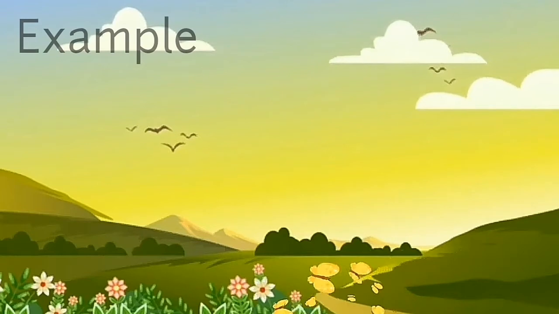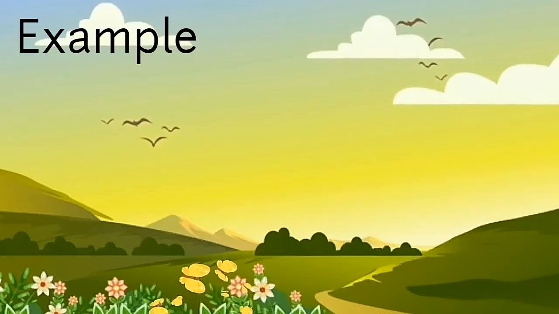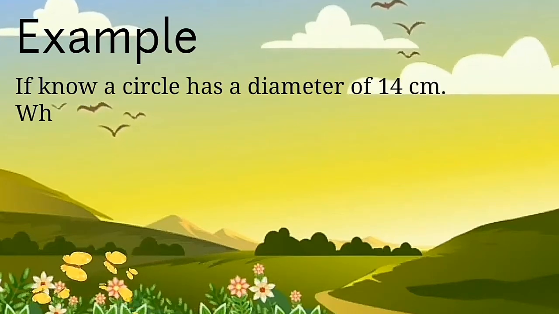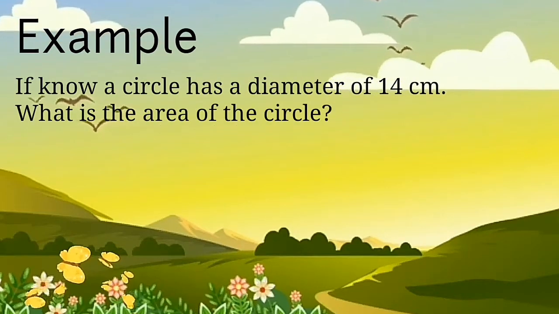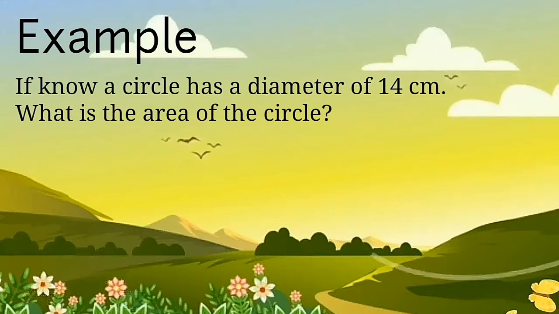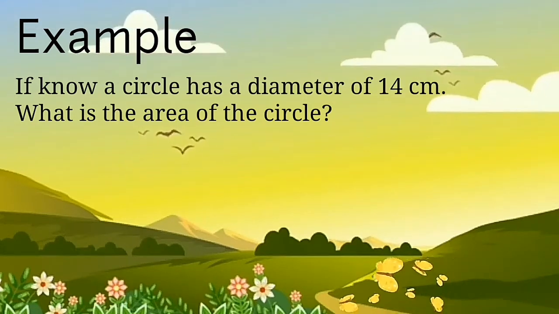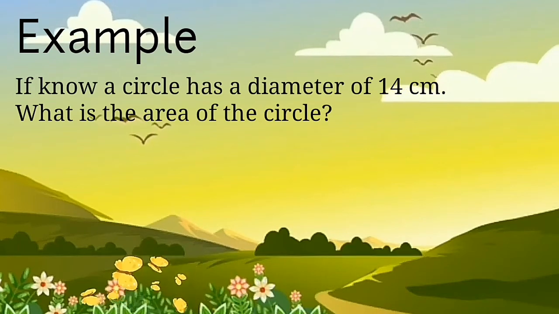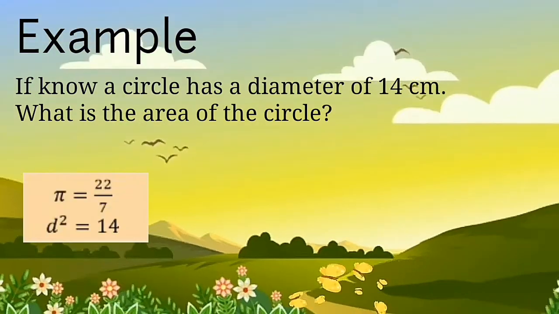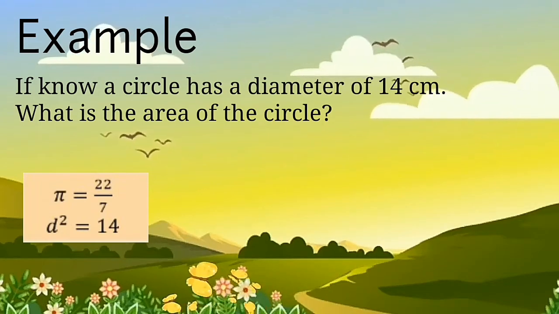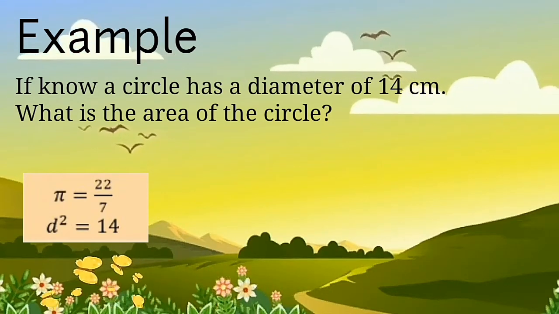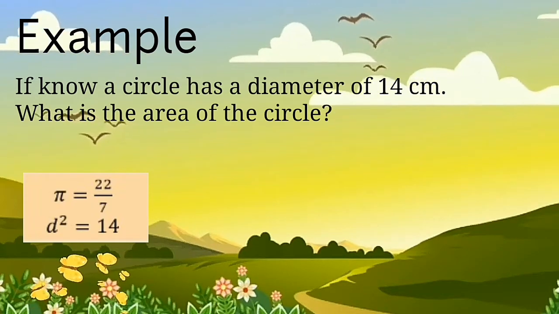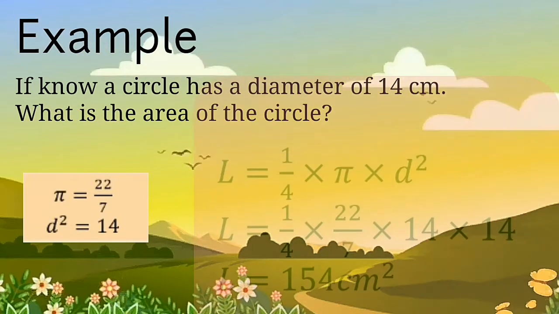Now we enter the example of a circle problem. If a circle has a diameter of 14 cm, what is the area of the circle? Pi equals 22/7 and D equals 14 cm. Completion: substitute it into the circle formula.